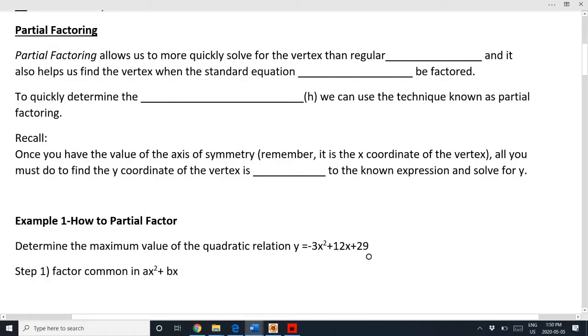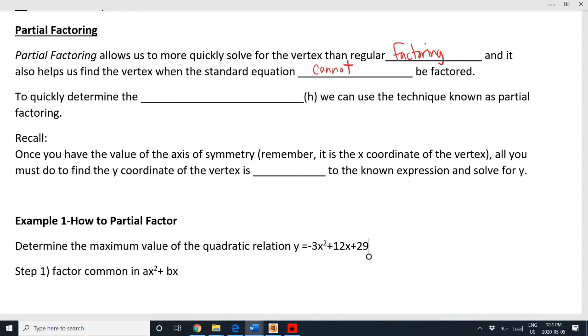Partial factoring allows us to more quickly solve for the vertex than regular factoring. As you recall from our last lesson, to find the vertex when given the standard form of an equation, we had to fully factor it, solve for our x's, solve for our midpoint, plug that back into our original equation, and then get the y value of the vertex. Partial factoring allows us to do this a little bit more quickly, and it also helps us to find the vertex when the standard equation cannot be factored by regular means.